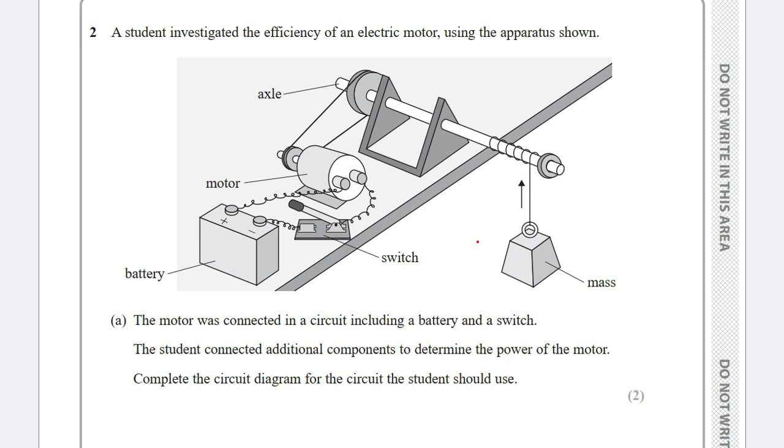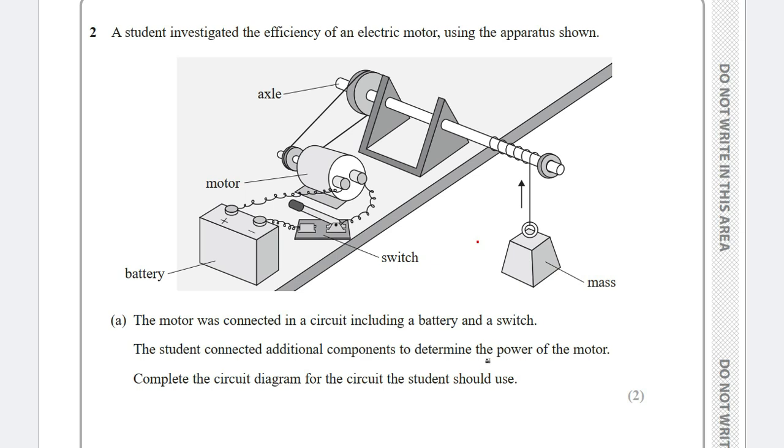Question 2 says, a student investigated the efficiency of an electric motor using the apparatus shown. This is the apparatus. The motor was connected in a circuit including a battery and a switch. The student connected additional components to determine the power of the motor. Complete the circuit diagram for the circuit the student should use.